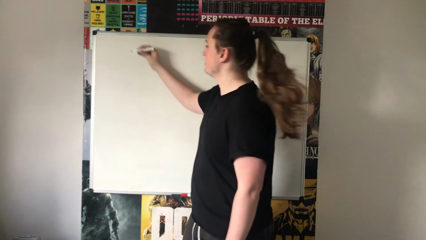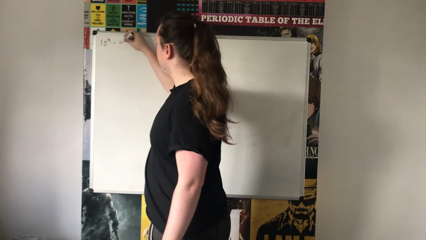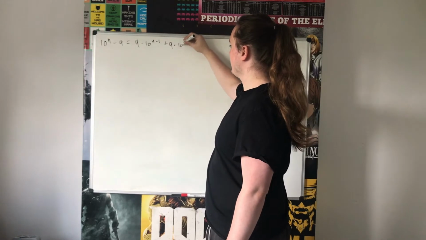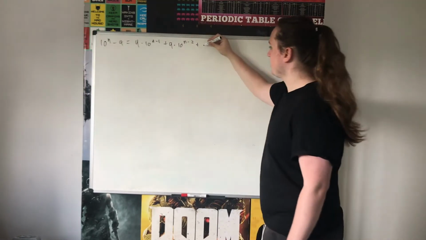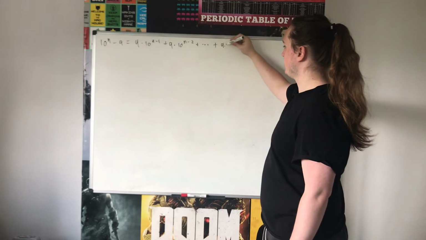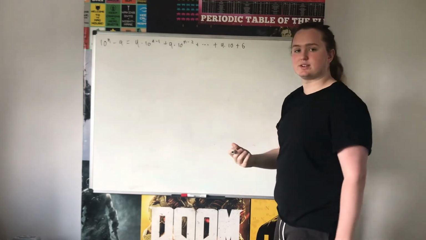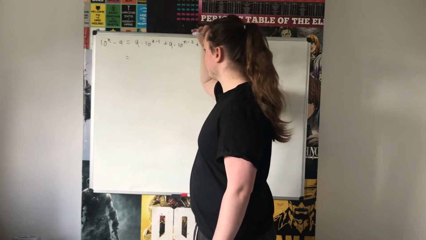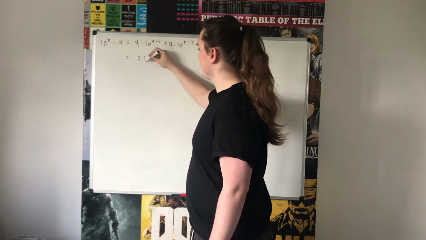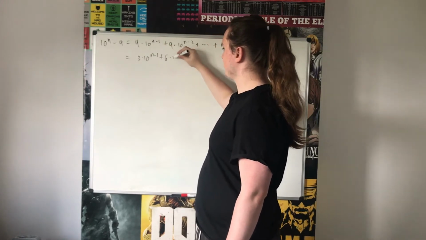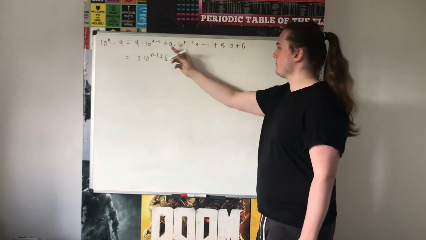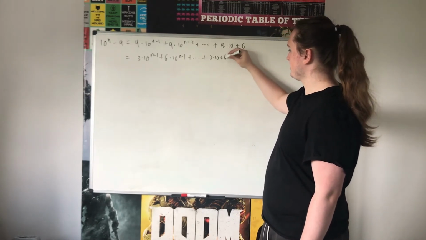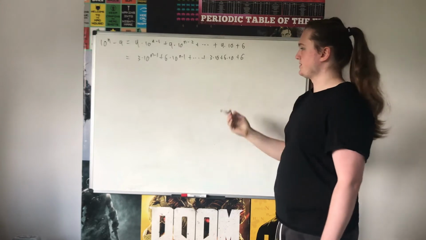So the first thing we note is that 10 to the n minus 4 is the same as 9 times 10 to the n minus 1 plus 9 times 10 to the n minus 2 plus all the way down to just 9 times 10 plus 6. So what we're now going to do is split these 9's into 3's plus 6's and expand them. So we get 3 times 10 to the n minus 1 plus 6 times 10 to the n minus 1. Do the same with all the powers of 10, down to 3 times 10 plus 6 times 10 plus 6.